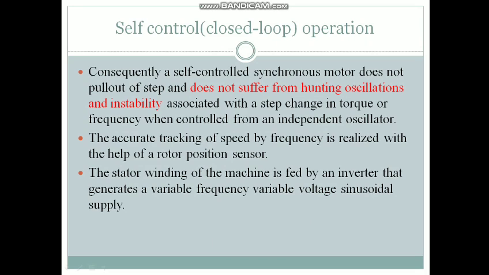Consequently, unlike the open loop system, this self-controlled synchronous motor does not pull out of our control, and it does not have any hunting oscillations or instability associated with a step change in torque or frequency when controlled from an independent oscillator, because we know the position of the rotor and only then give the pulses, so we will not have any problem. This accurate tracking of speed by frequency is realized with the help of the rotor position sensor, that is, the absolute position encoder.